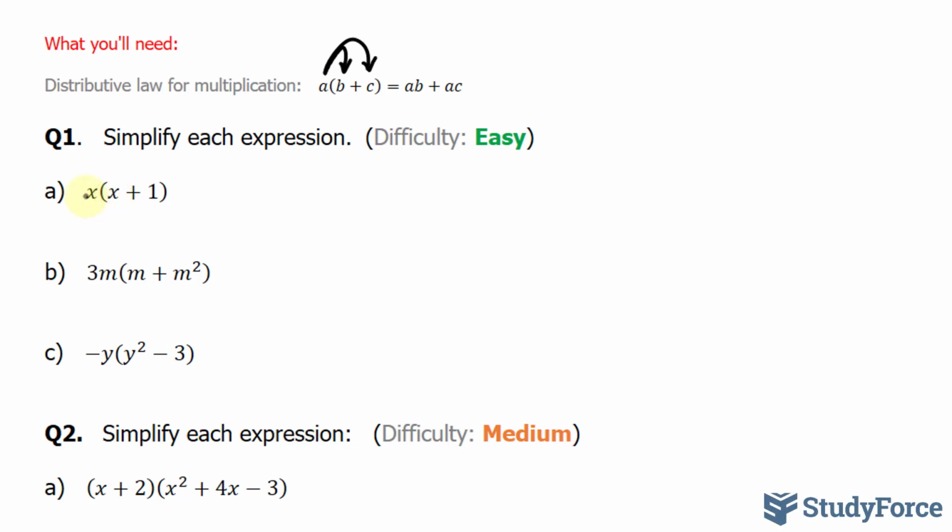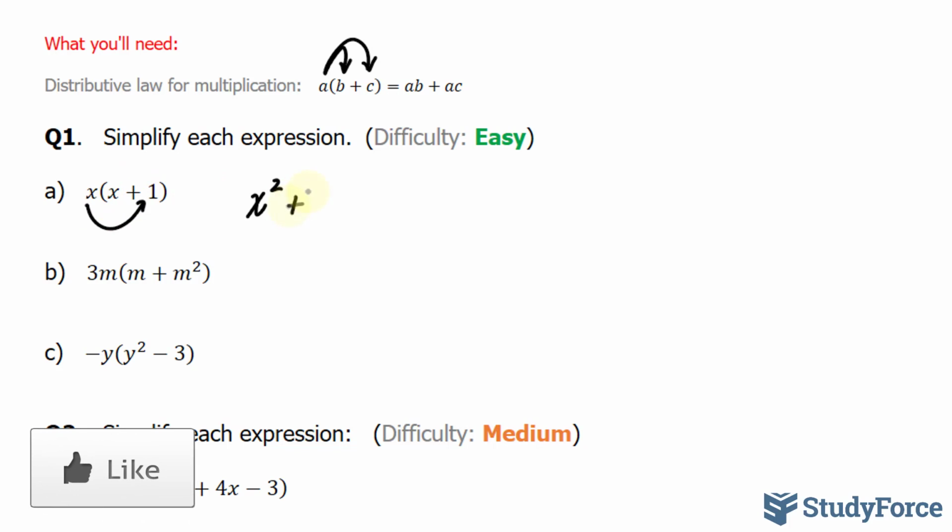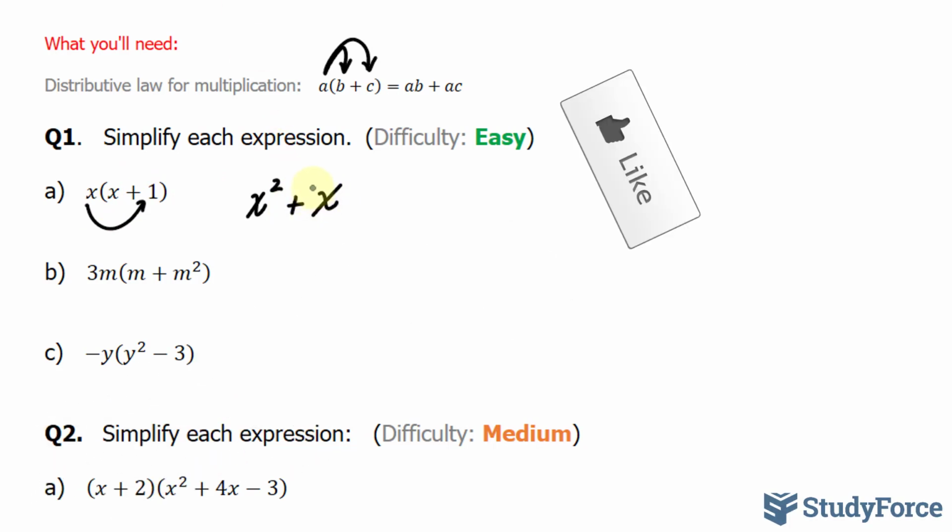We'll use the exponent laws. X times x is x to the power of 2. X times 1 is 1x. And we can represent that simply with an x. But if you would like, you can place a 1 as a coefficient, though it's not necessary.